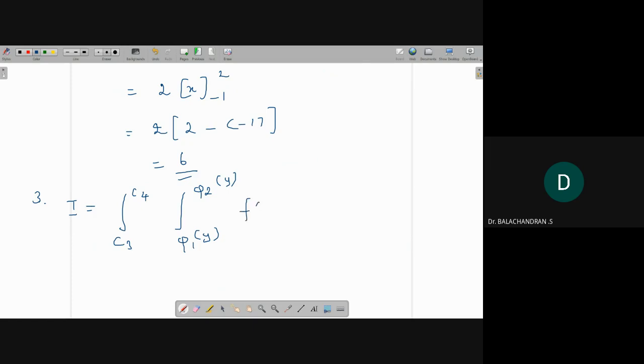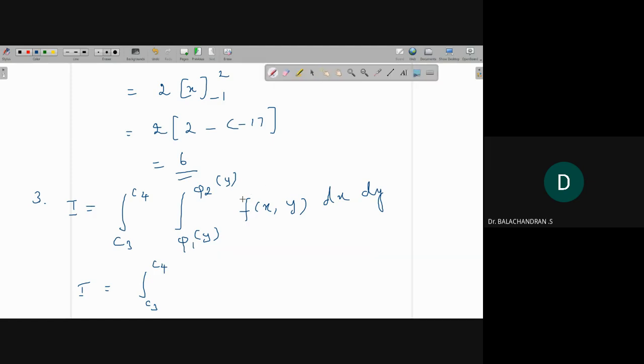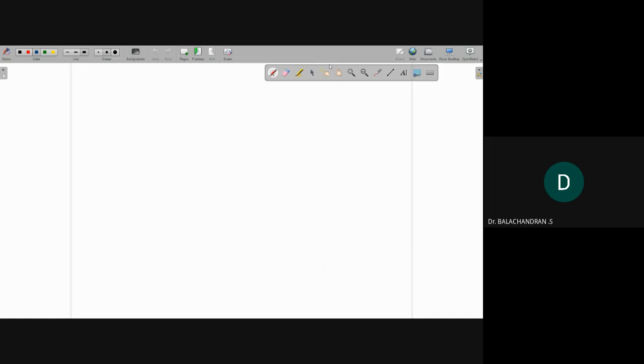So f of x comma y into dx dy. If this is the problem, then first you need to integrate y from C3 to C4, and x from pi 1 of y to pi 2 of y, f of x comma y into dx and then dy. If you integrate the innermost integral with respect to x and substitute the limits, you will get a function of y. After getting the function of y, if you integrate the outermost integral with respect to y, you will get the final answer. So for this, I will draw the diagram here.